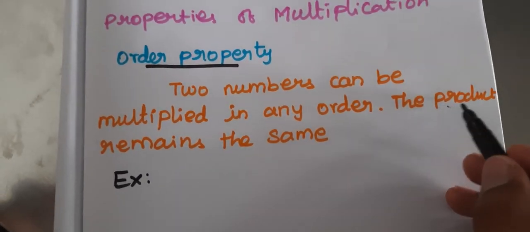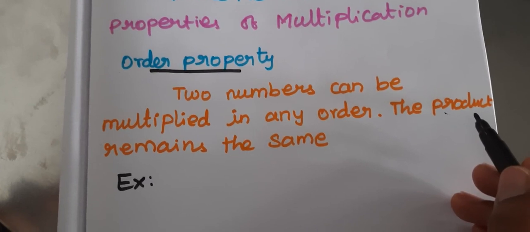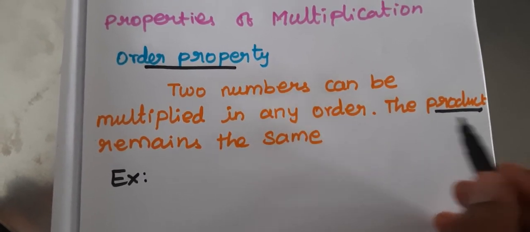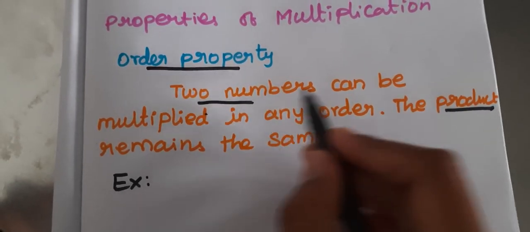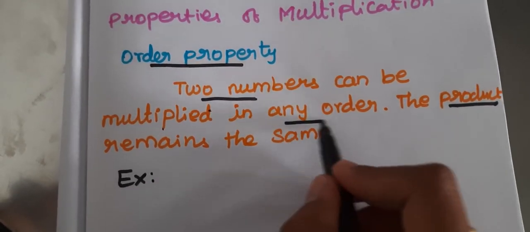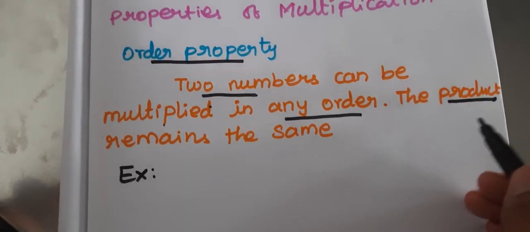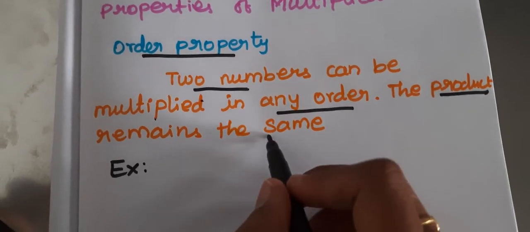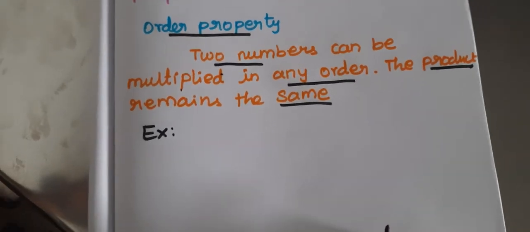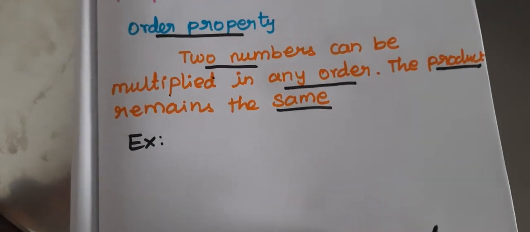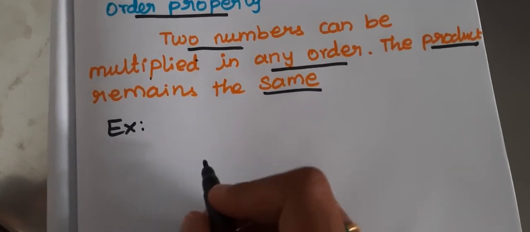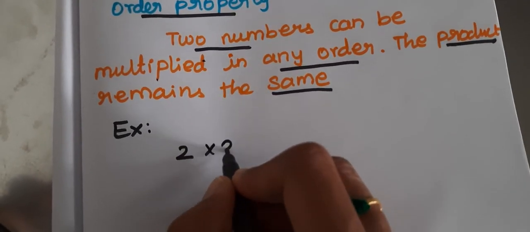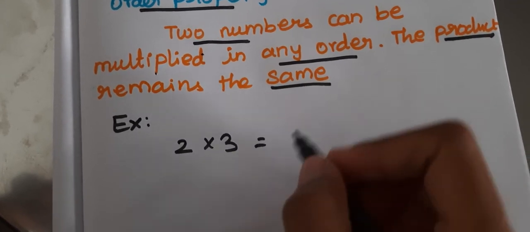I already told you, the result of the multiplication, the answer, we call it a product. Two numbers can be multiplied in any order. The product remains the same. I mean the product will not change. For example, listen, here I am going to take a small number, a single digit number. 2 into 3. What is that? 2 into 3 is 6.